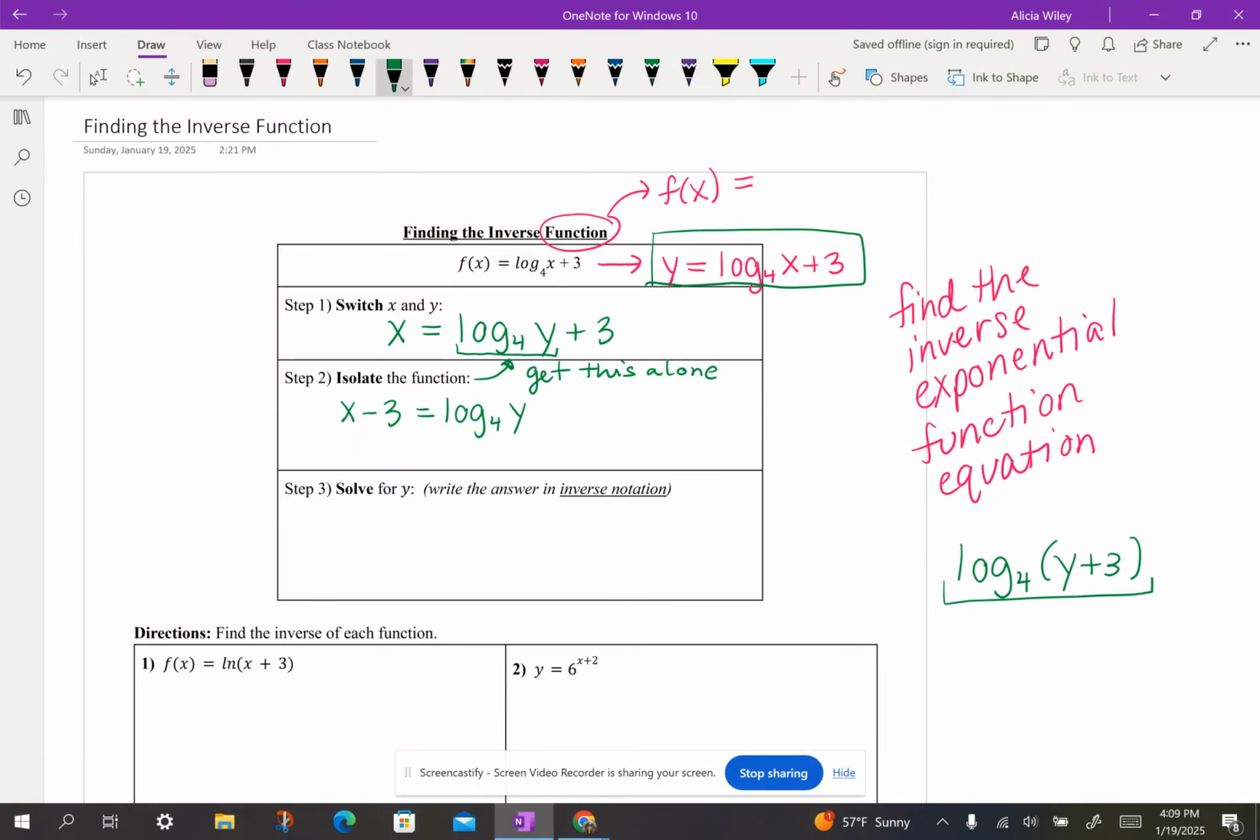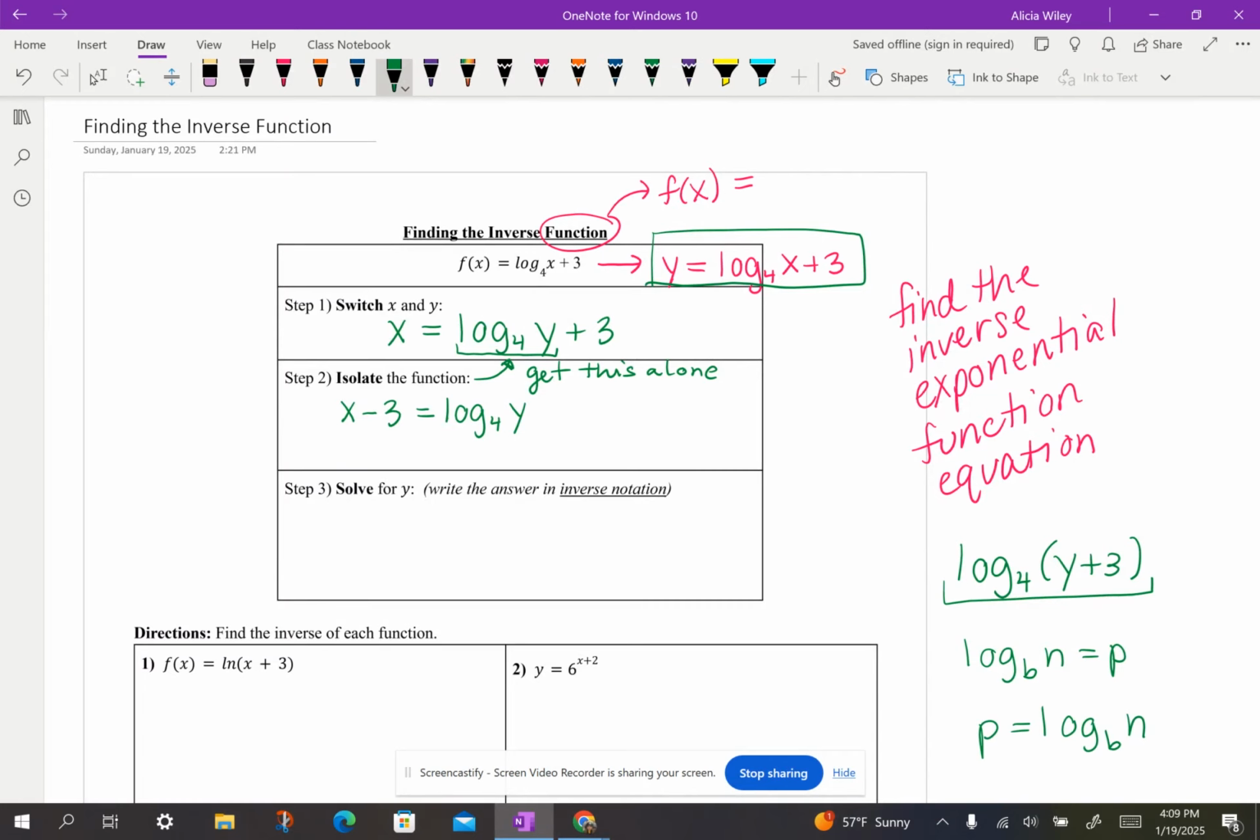Okay? Now, I had mentioned this before that if you don't like the log being on the right-hand side, you can flip this whole equation around. We should understand that if we have log of the base of a number equals the power, that's the same as if I wrote this.